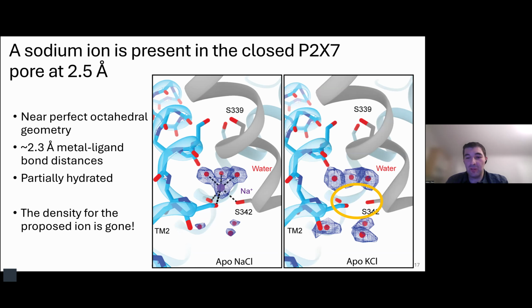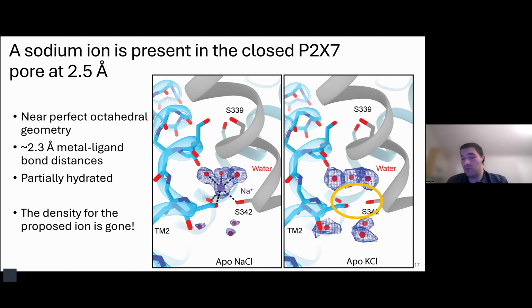So in the potassium P2X7 structure in the apo closed state, the density that corresponds to the sodium ion is now gone, while the densities for the surrounding waters are still present. This confirms that indeed, in physiological state, a sodium ion likely sits above the receptor's constriction gate.